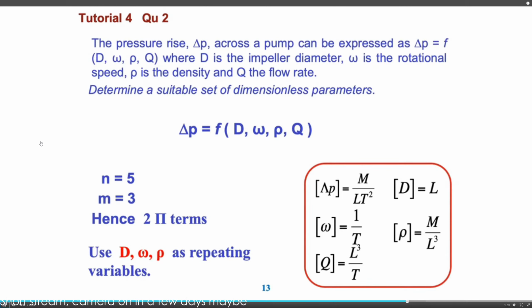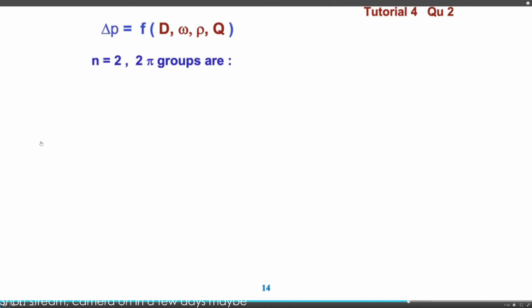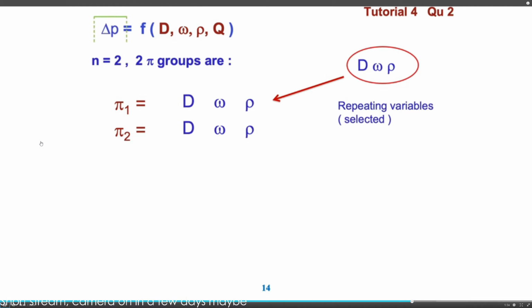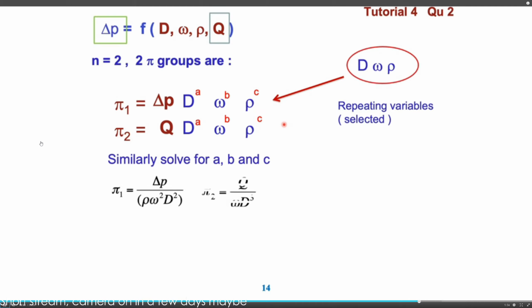Okay, now I'm going to use the d omega rho as repeating variables. So 2 pi groups, pi group 1 and pi group 2. D omega rho as repeating variables. First group, second group. This is the remaining variables that are not used. Then you raise the repeating variables to the power A, B, and C. So now the objective is to make this whole term dimensionless, so we solve for A, B, and C.